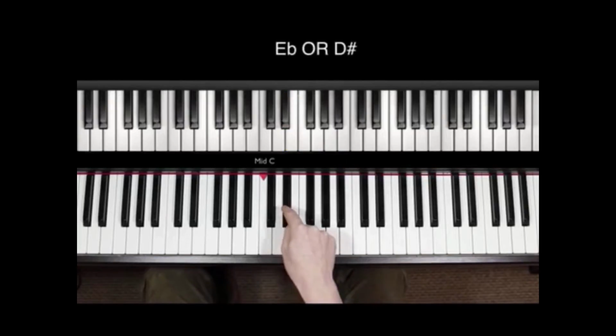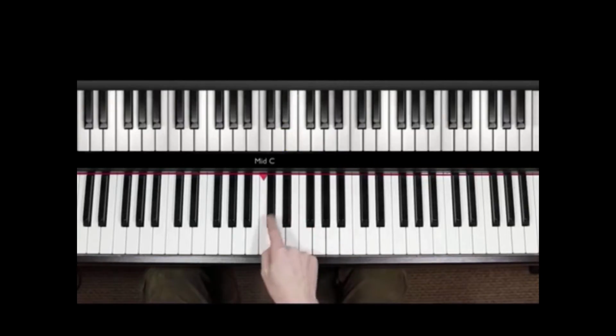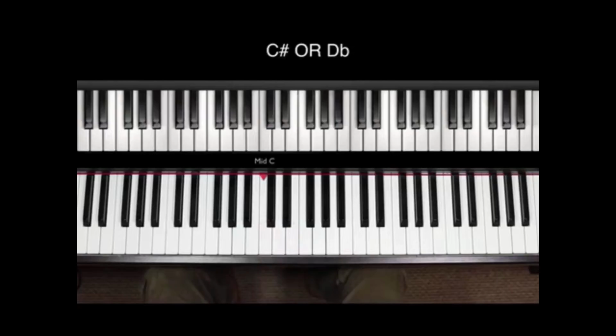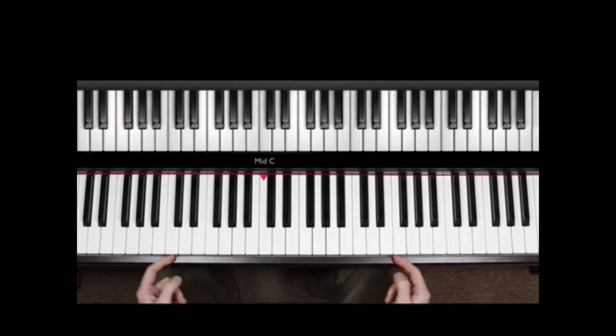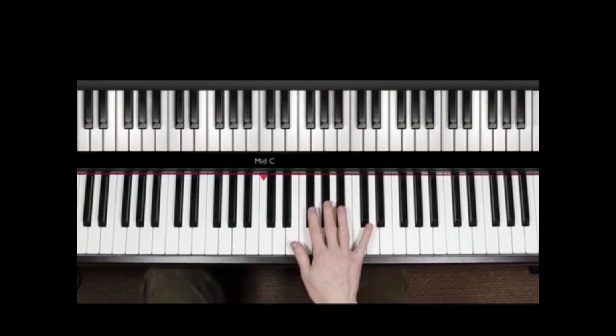So that's E flat or D sharp. That's C sharp or D flat. Looks complicated, but don't worry. For now, just know where all the white keys are, and then you'll be able to know how to make the black key, what to name it.